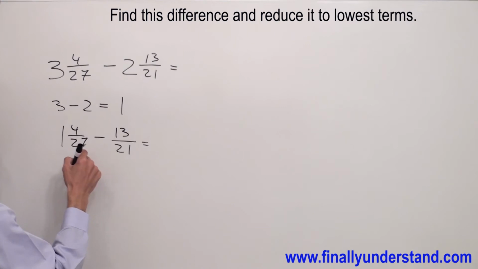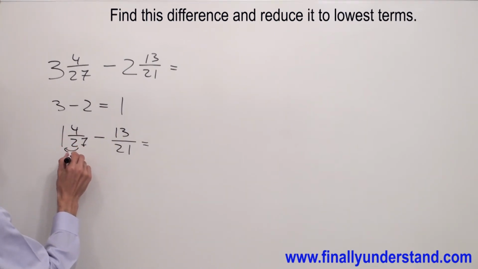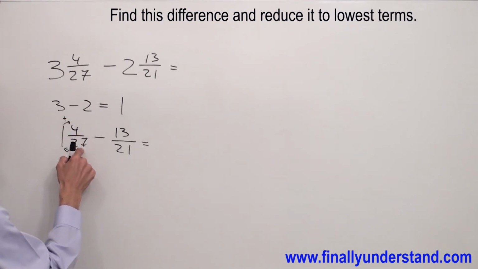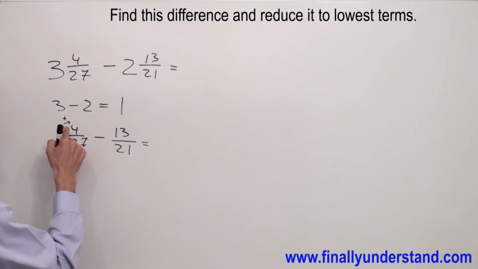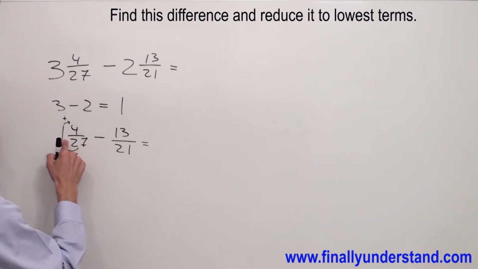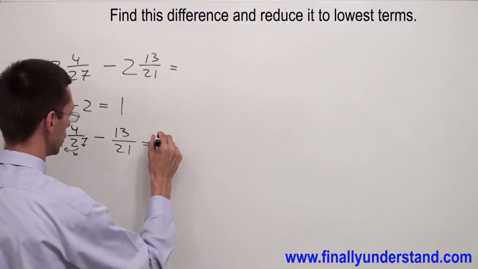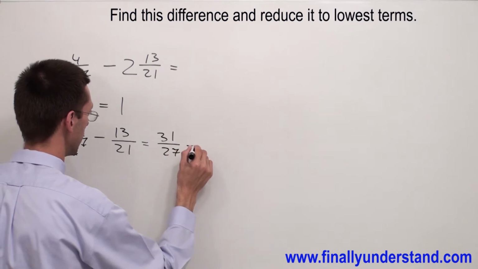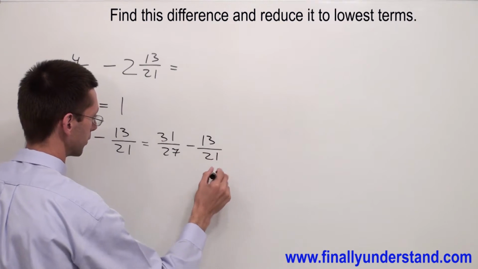Now, in order to subtract a fraction from the mixed number, I have to convert the mixed number to an improper fraction by simply multiplying the denominator by the whole number, and the result of it I have to add to the numerator. Okay, so I have 27 times 1 is equal to 27, plus 4 is 31 over 27, minus 13 over 21.